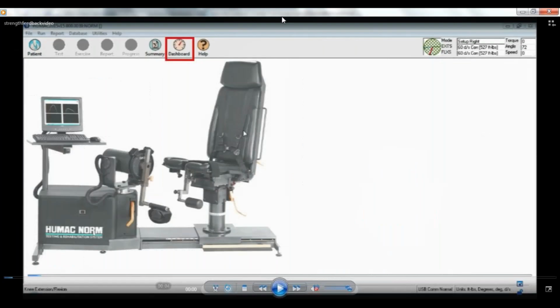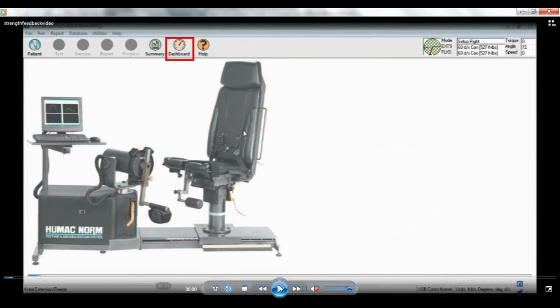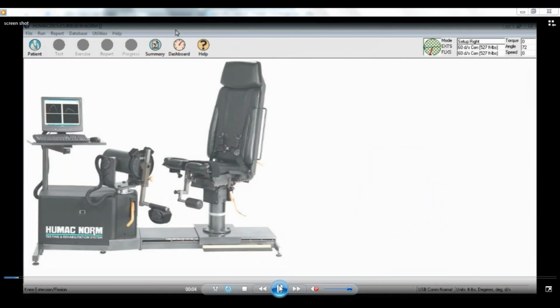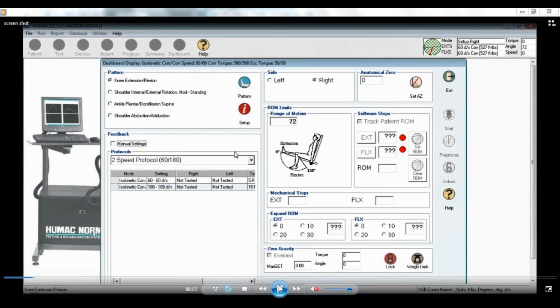Now, the last video that I want to share with you today is the feedback that you're going to get on the screen to your patient, because John mentioned it's about teaching them the exercise correctly. So you have to know what you're looking at before you can teach them. From the main screen, the first thing we're going to do is click on the dashboard. This is how we get into our eccentric training as well. From there, we go down to the feedback box and we uncheck the manual settings box. This is going to bring up all the saved protocols that we have for this pattern.